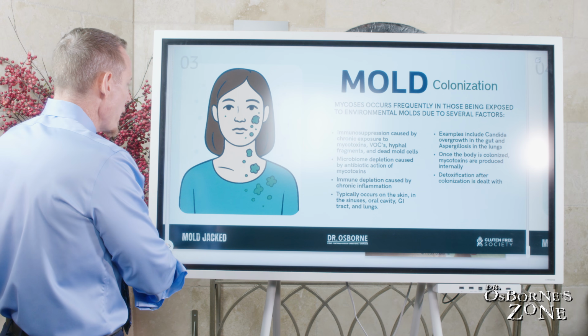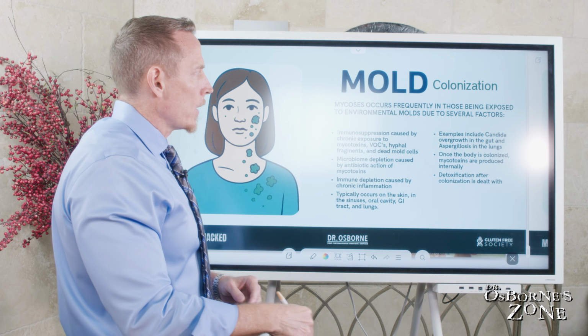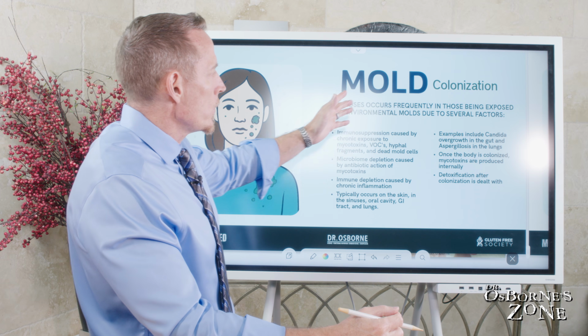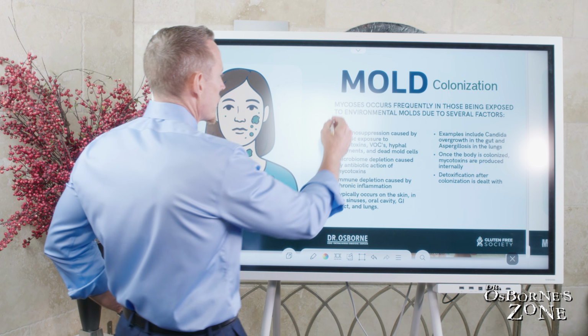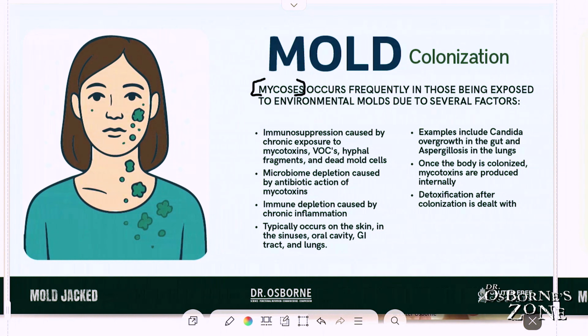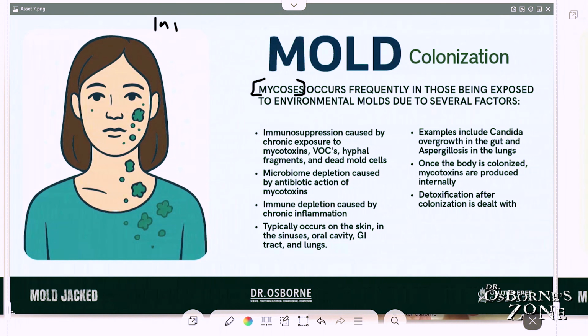Now, next we have something called mold colonization. Now, there are a number of terms that we can use here. One of those terms, medical textbooks you'll find is a term called mycosis, which typically refers to mold infection. This is where mold starts to grow on the body or in the body. So infection, sometimes you'll also hear the word overgrowth.